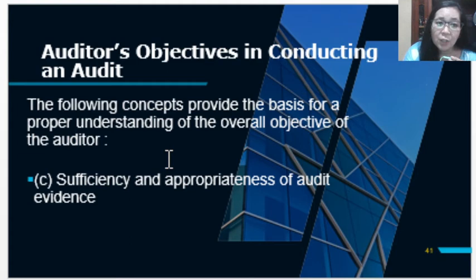Next, sufficiency and appropriateness of the audit evidence. We've mentioned this before, that in order to support his opinion, the auditor must gather sufficient and appropriate audit evidence. Only those considered material will be included, and not all information that is available is appropriate. The auditor should evaluate its appropriateness and sufficiency by following the standards and using his professional judgment.